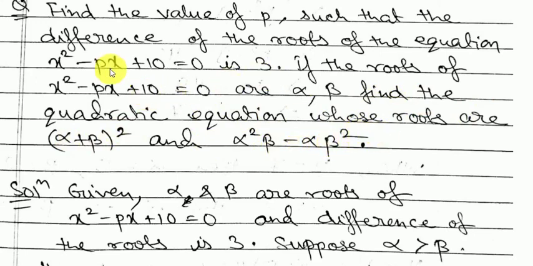They have given us the quadratic equation x square minus px plus 10 equal to 0, and they are saying that the roots of this equation are alpha and beta, and the difference of alpha and beta is 3. They want us to find the value of p, number 1. And number 2, they want us to find the equation whose roots are alpha plus beta whole square and alpha square into beta minus alpha into beta square.